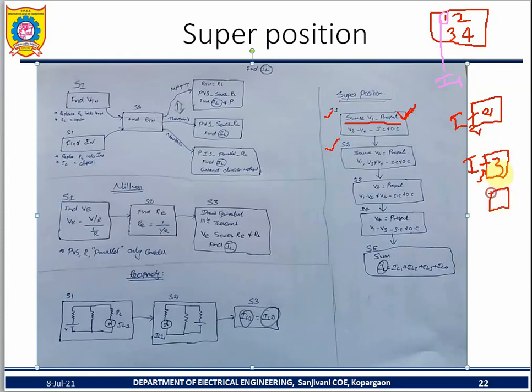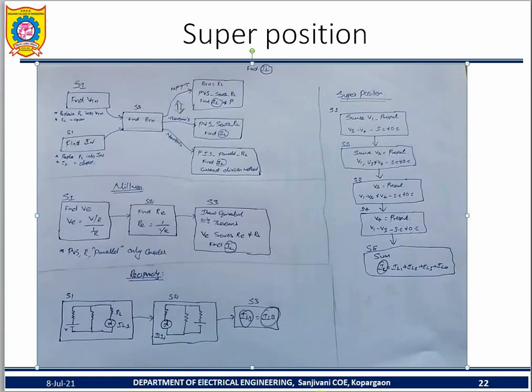Similarly, step number 4: only the 4th source is present, and the remaining 3 are removed. Find the current. Then the last step is to add: I is equal to I1 plus I2 plus I3 plus I4. That's all. So you will add them. This is about the superposition theorem.